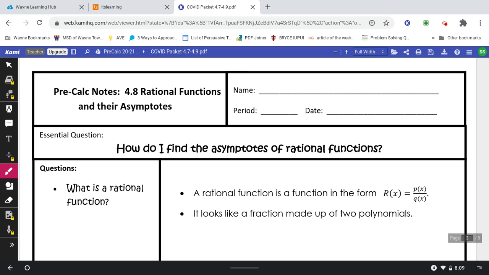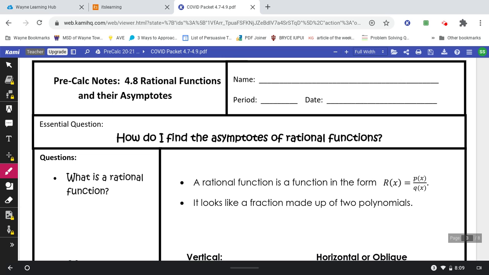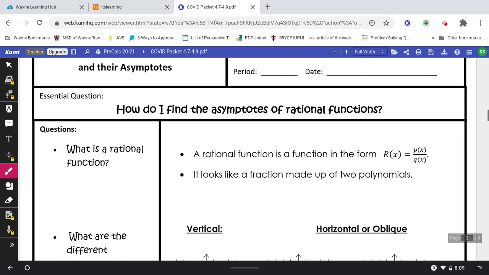These are the 4.8 notes for PreCalc. We are going to be working with rational functions and finding their asymptotes. So our essential question, how do I find the asymptotes of rational functions? First, we need to talk about what a rational function is.